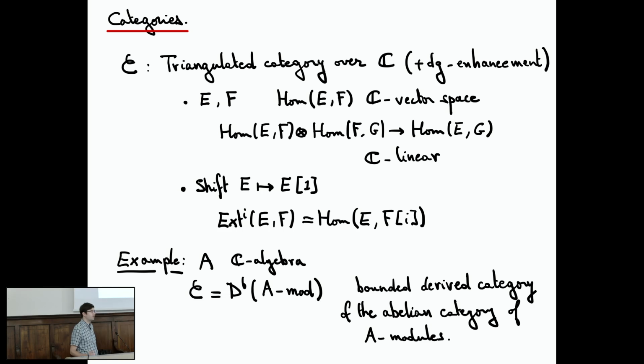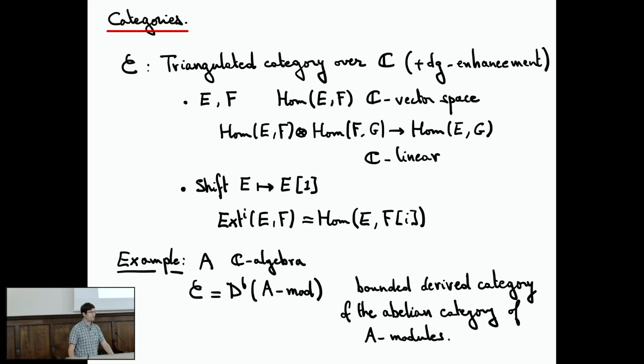In particular, there is a shift operation. So you can send an object E to its object E shifted by 1, denoted by E[1], which, if you think of some kind of complex, is shifting the degree of the complex. And I will always use this notation: Ext^i(E,F) will be the vector space of morphisms from E to F shifted by i.